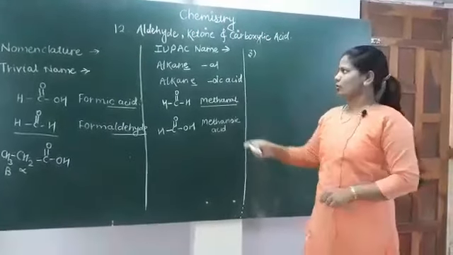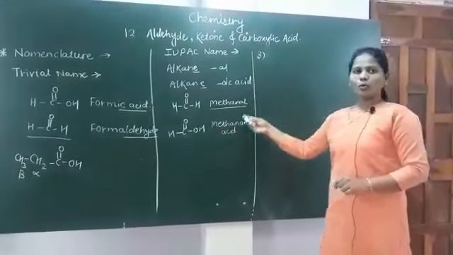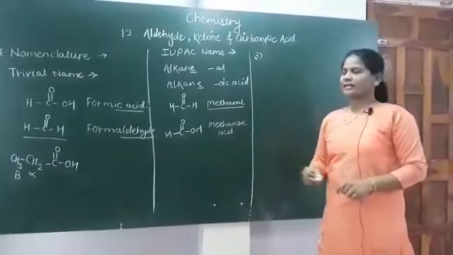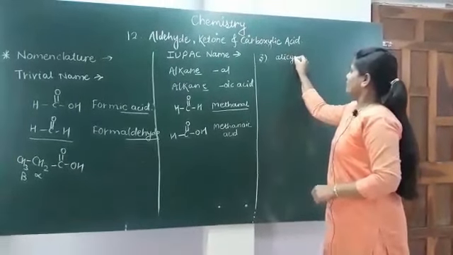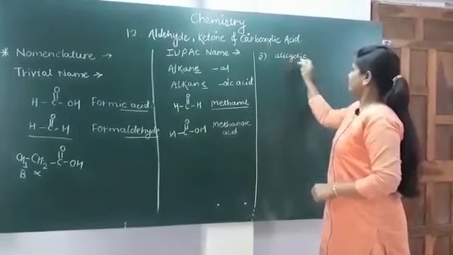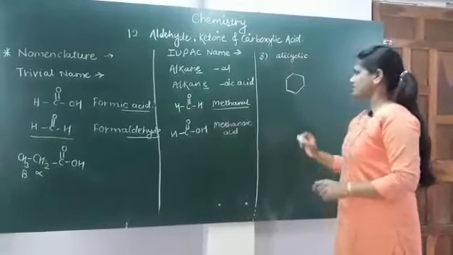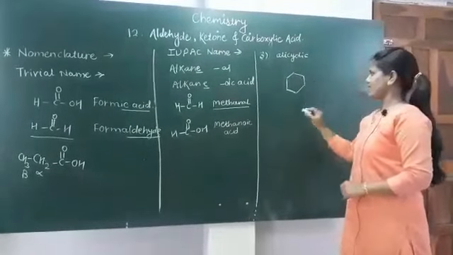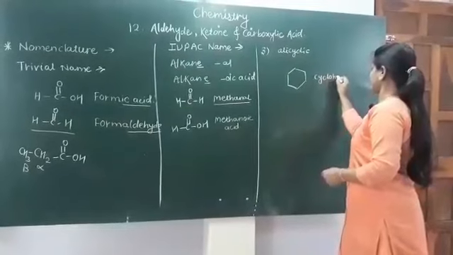Now the third rule of the IUPAC naming system, we will see when the aldehyde group or the carboxylic group is attached to the alicyclic carbon atom. Now what is an alicyclic carbon atom? This is an alicyclic ring of 6 carbon atoms, then the name is cyclohexane.